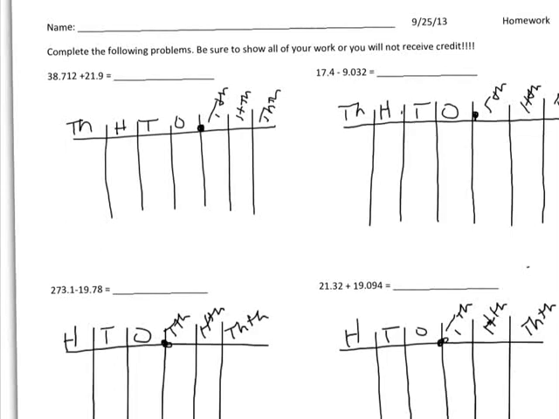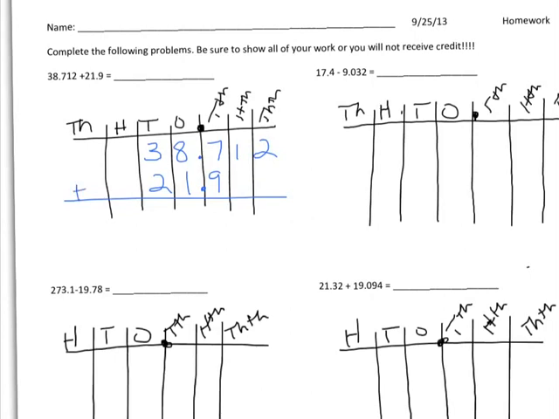For the first problem, we're going to take 38 and 712 thousandths plus 21 and 9 tenths. We first have to set this up on the chart, making sure all the place values are lined up. I like to use the chart because it makes sure that I don't make mistakes.